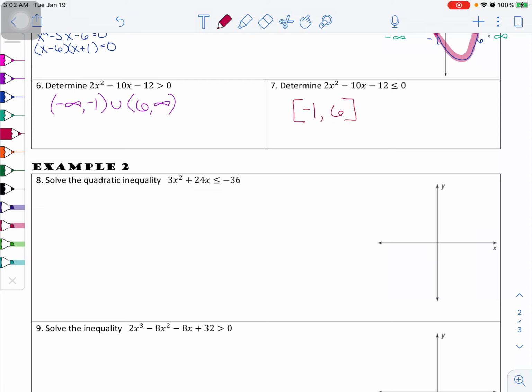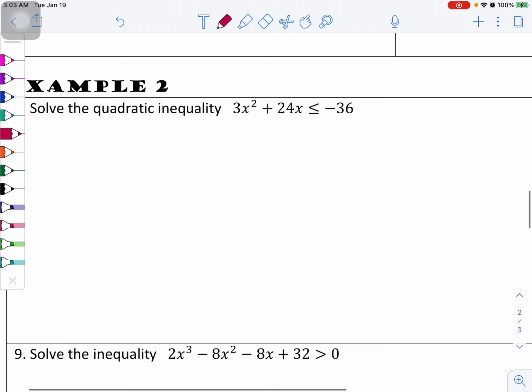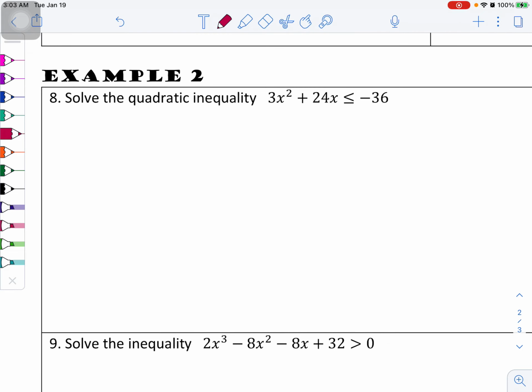All right, so in part 2 here, we're going to do example 2 and solve the inequalities. Some of them are going to be quadratic, some of them are cubic, it just depends. So problem number 8, we have an inequality that we need to solve. And the first thing we want to do is to get one side of the inequality to be 0. It's the easiest thing that we can work with. And so that's what we're going to do.